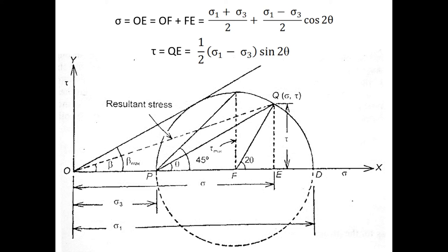So if you try to represent any plane within the soil element and subtend the same angle of that particular plane under consideration from the pole of the Mohr circle, that line is going to intersect the Mohr circle, and the coordinates of that intersecting point will give you the normal stress and shear stress acting on that particular plane. So I'll try to explain it once again.